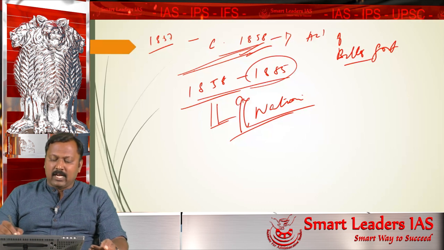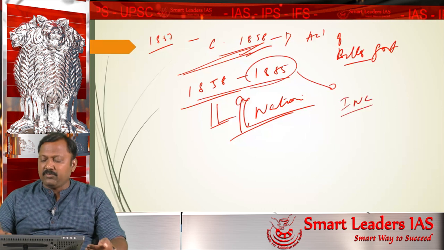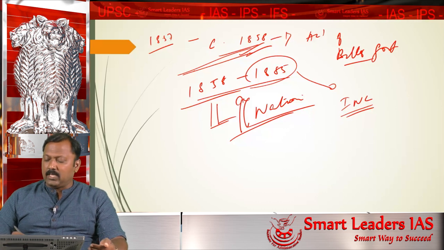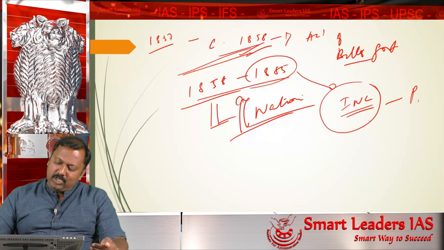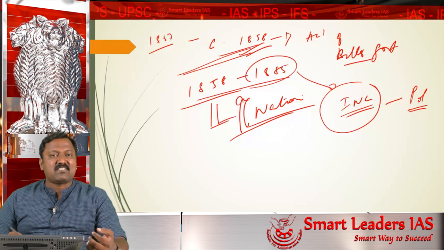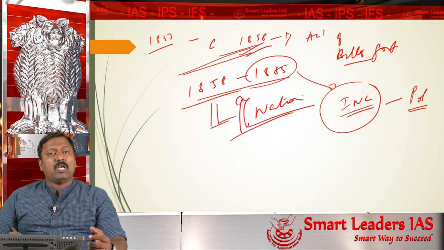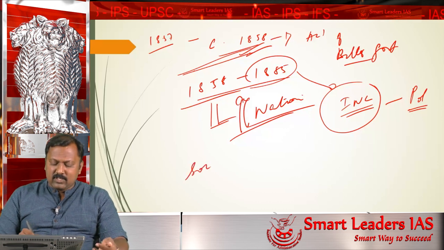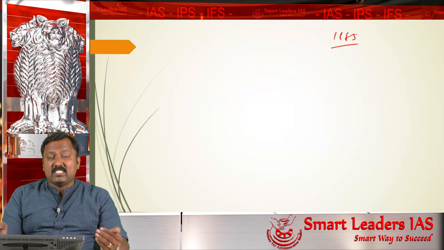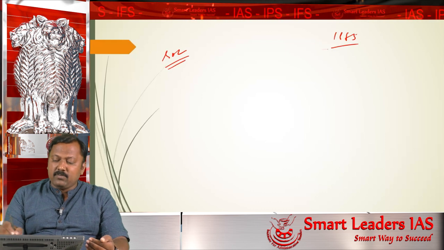Why will I speak about this? In the year 1885, as a result of the emergence of nationalism, the Indian National Congress was founded. But the Indian National Congress, you must know, is a political awakening, a political awakening of the Indians to fight or to ask for their rights against the British. But this political awakening should have been preceded by a social awakening. The foundation of the Indian National Congress in 1885 is a political awakening, but what preceded it was a social awakening.